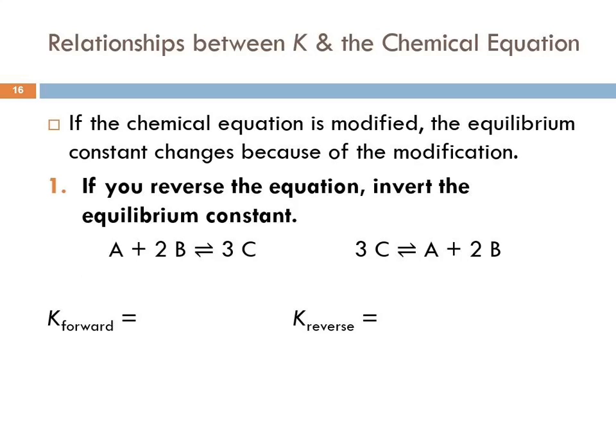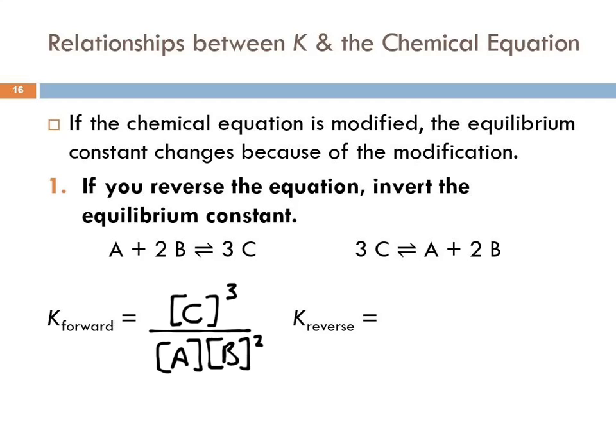So here we have the forward reaction: A plus 2B is in equilibrium with 3C. And this is what would happen if we reverse the reaction. We're just writing it backwards, flipping reactants and products. So K forward is going to equal what? What goes on top? C cubed, products over reactants, right? A times B squared.